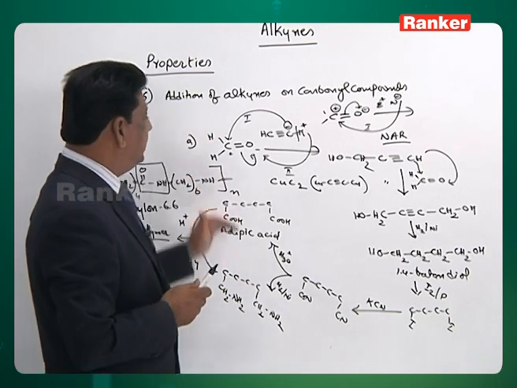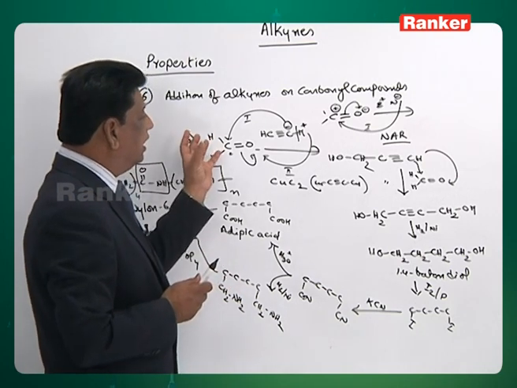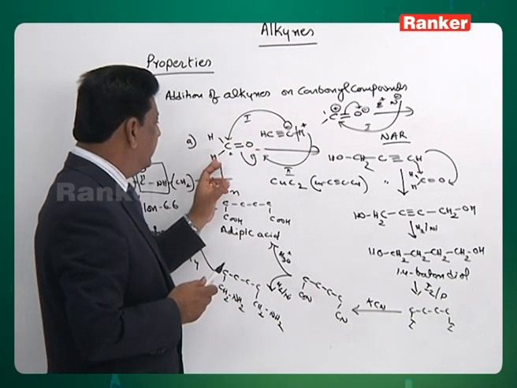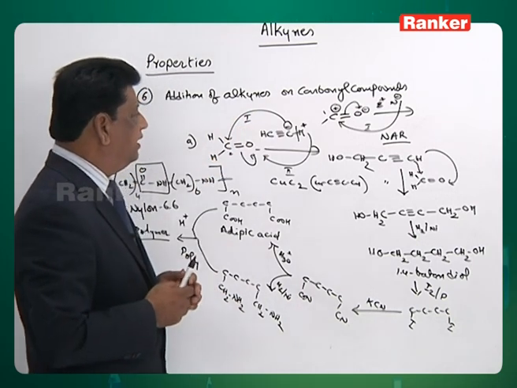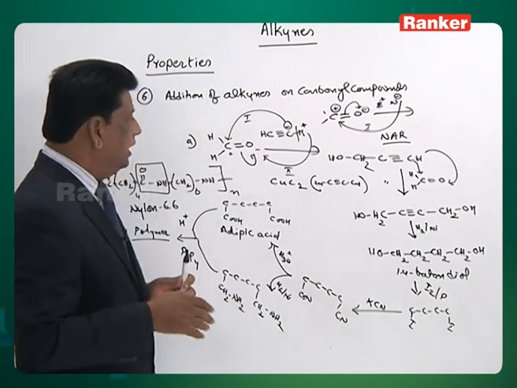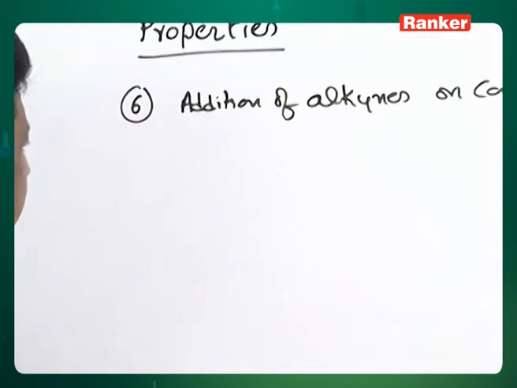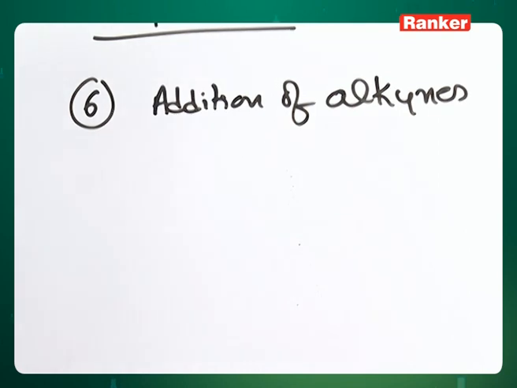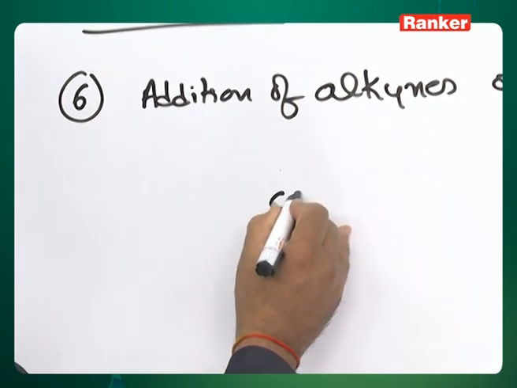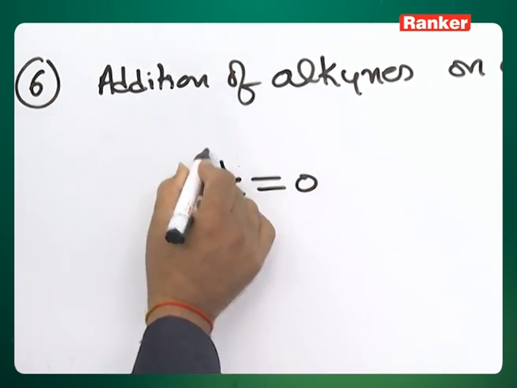This is the one application of this carbonyl compound, where we have taken formaldehyde and then acetylene. Similarly, we have another application. Now let us take one more similar type of reaction. Instead of formaldehyde, you take acetone now.